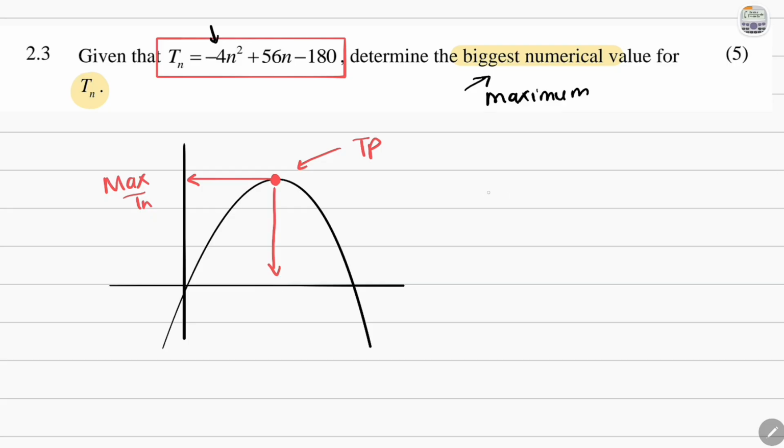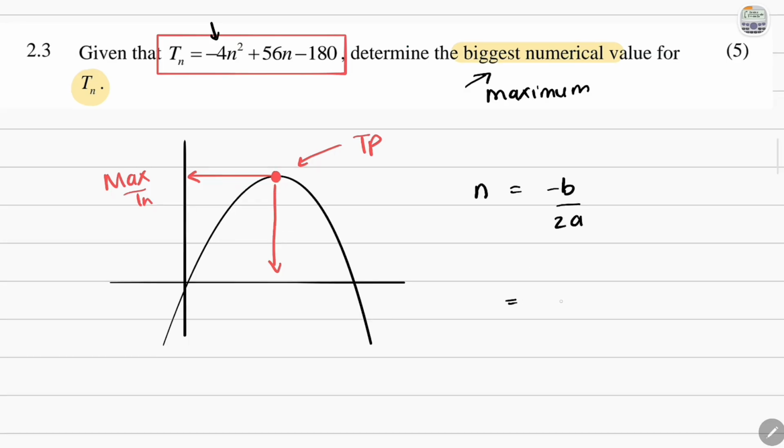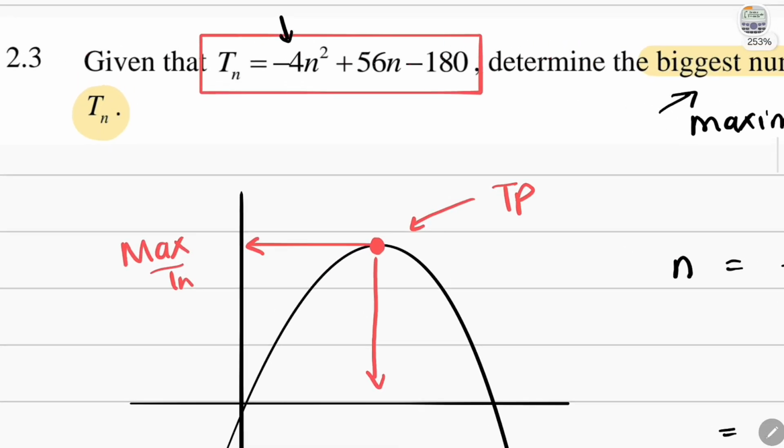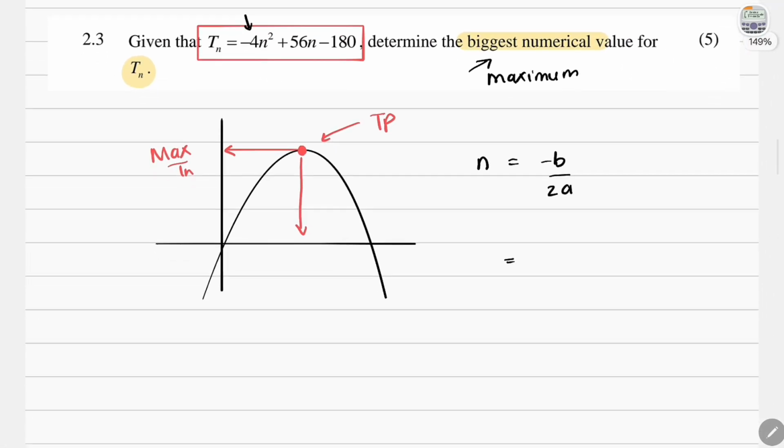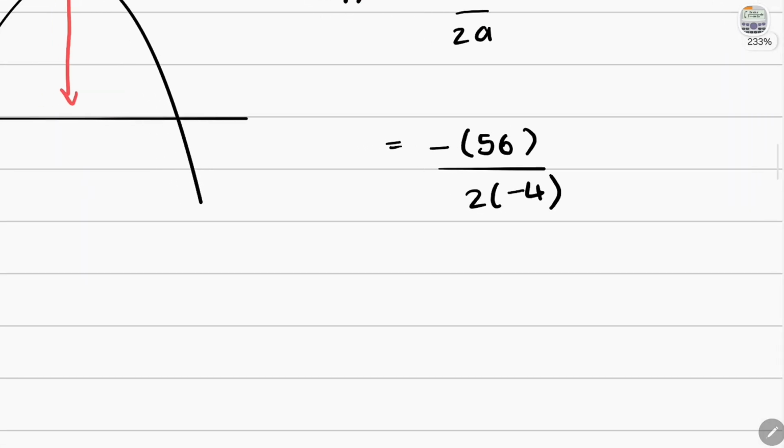You can use this formula. X is equal to -b over 2a. I'll just call it n because we're finding an n value. It's a term number, and then we'll substitute. So this is equal to negative. Now remember, it is in the form of an squared plus bn. We already knew that, so you can see the value of a, b, and c. So this is negative, and then what is b? It's 56, all over 2a. A is -4, and let's go ahead and get our answer.